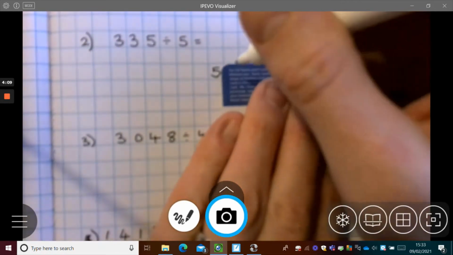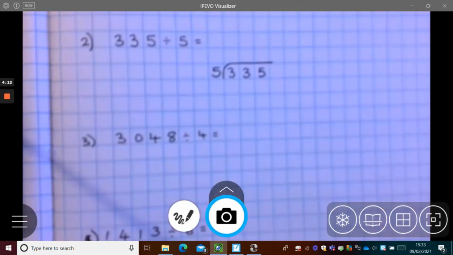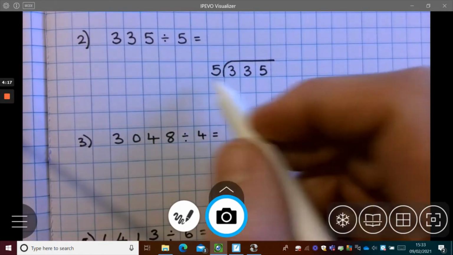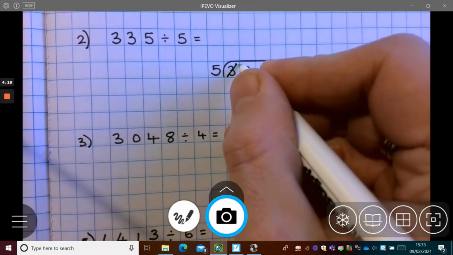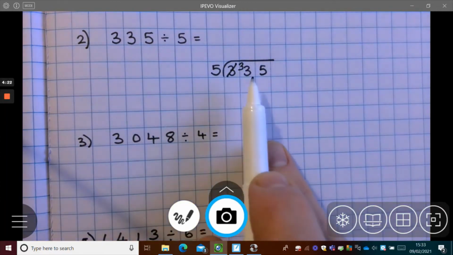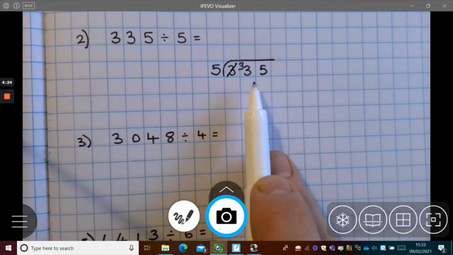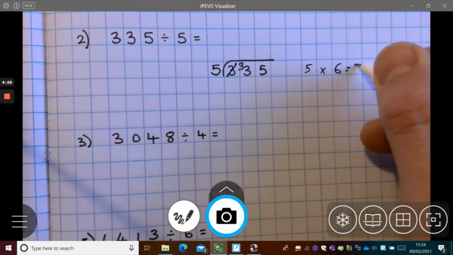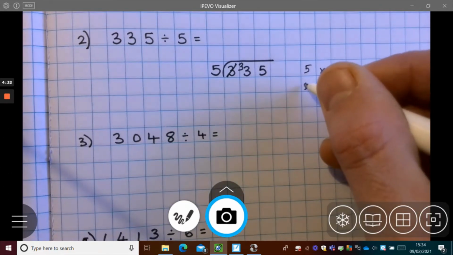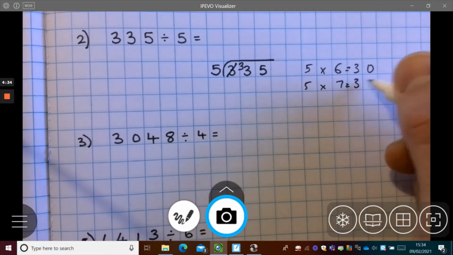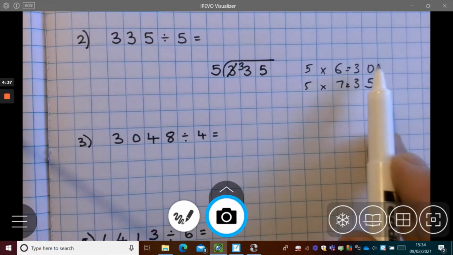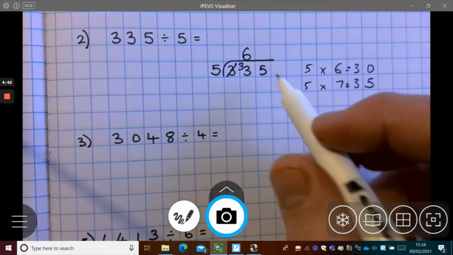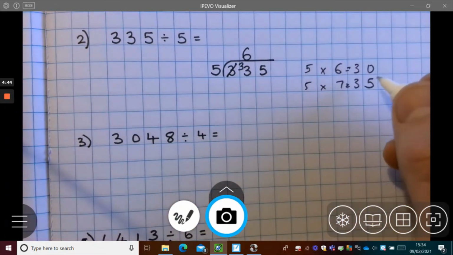So to start with, I'm going to look at 5s into 3. I can't do 5s into 3. Okay, so I'm going to take that 3 and bring it across into the next column to create 33. 5's into 33. Well, I know that 5 times 6 is 30, and 5 times 7 is 35. So I'm going to need to use this one. I'm going to say that I can make 6, and then the difference between 33 and 30 is 3.